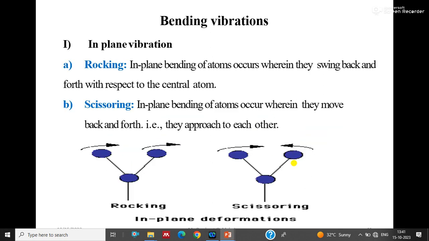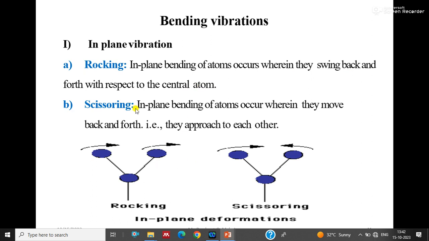Then next is bending vibration. There are two types of bending vibration: in the plane and out of the plane. First is in the plane. First, rocking vibration, an in-plane bending vibration. It is the vibration in which the atoms swing back and forth with respect to the central atom, moving in the same direction. You can see in the diagram both the atoms attached to the central atom moving in the same direction, swinging back and forth with respect to the central atom.